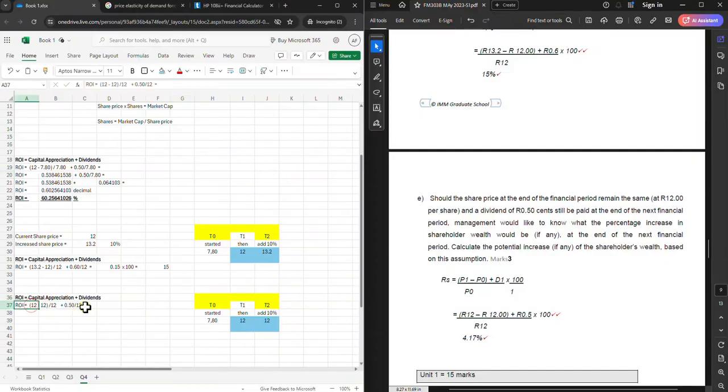So 12 minus 12 is naught basically. So it's just 50 cents. So it's just your dividend. Exactly. Which gives us a percentage of 4.17. Is that all right? Spot on. Okay.